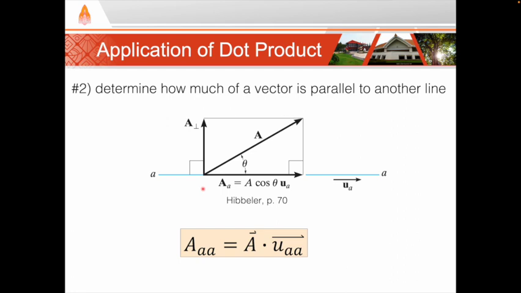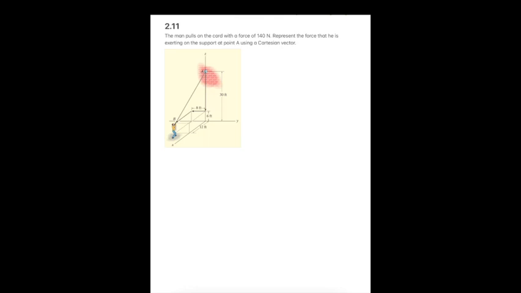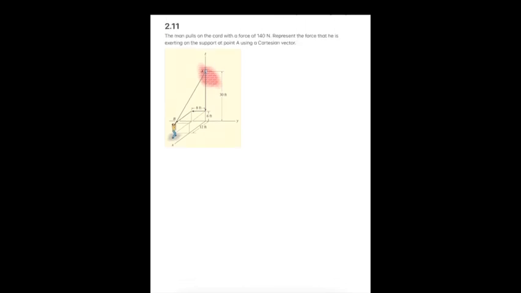So let's look at some examples of these ideas. In this example, we see that there is a man pulling on this cord, and we don't know the angle of the cord, but we do know the location of the support, which is called point A, and we know the location of the man, which we'll call point B.